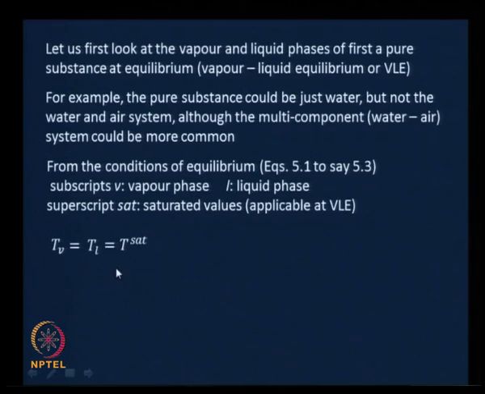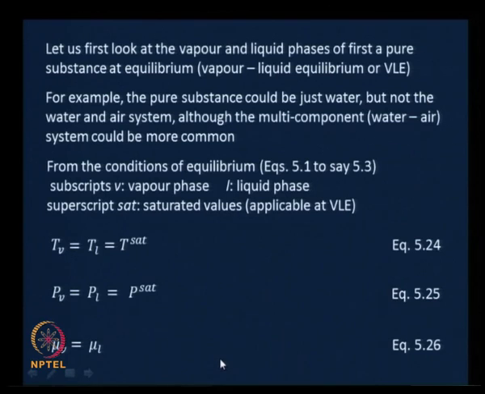So this is the first condition: the temperature of the vapor phase must equal the temperature of the liquid phase, and this is the saturated condition, therefore we can say it must be equal to T sat. This is equation 5.24. The pressure of the vapor phase, the second condition, must equal the pressure of the liquid phase, and that is equal to P sat, equation 5.25. And the chemical potential, in this case only water is present, therefore the chemical potential of water in the vapor phase must equal the chemical potential of water in the liquid phase, and that is the only substance present in either phase. That is equation 5.26.